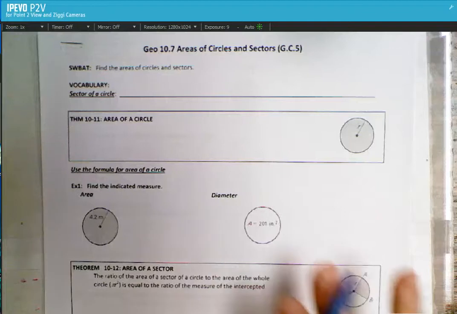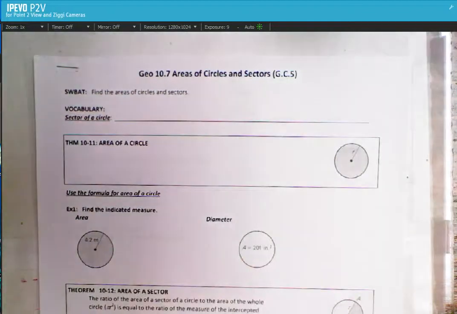Alright guys, we're going to take a look at the last piece that's going to cover this unit, and it's the areas of circles and sectors. We're also going to take a look at segments as well.